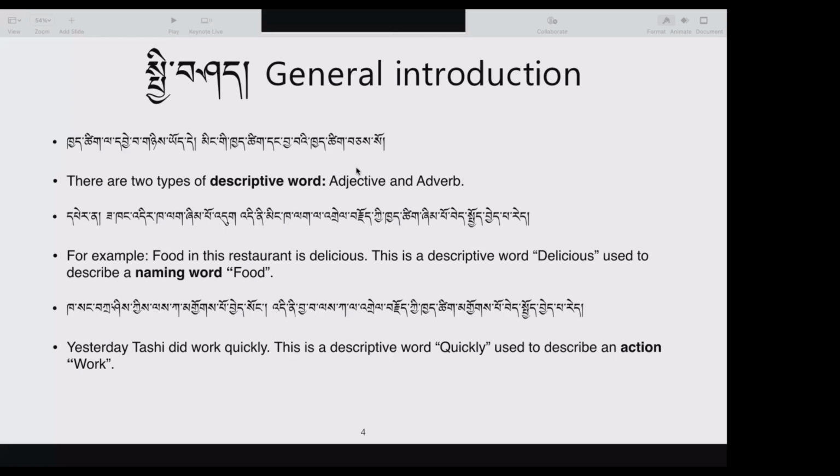Here we have understood it as mingi ketsik, a descriptive word that describes a name, or a descriptive word of name. And then we have the second one, which is chawe ketsik, which means descriptive verb or descriptive word of action words, which is adverb, which tells us about the mannerism of the action.